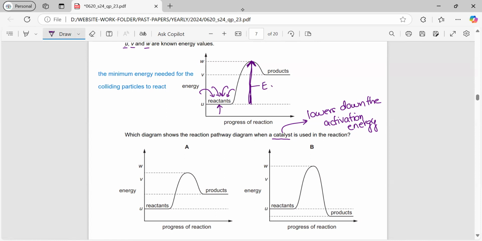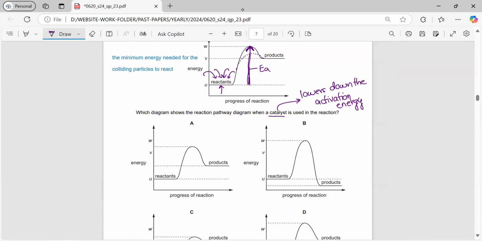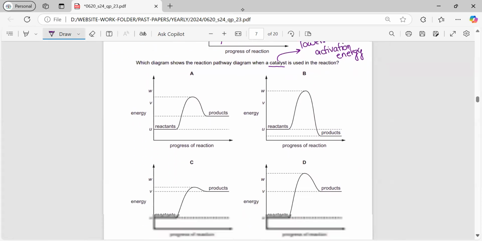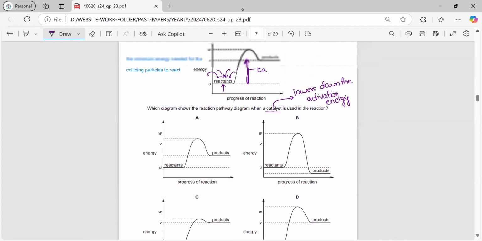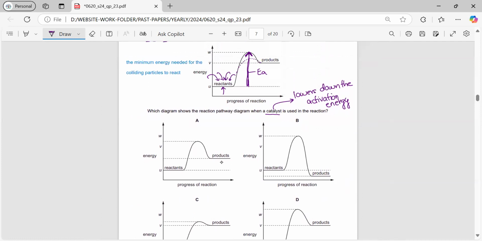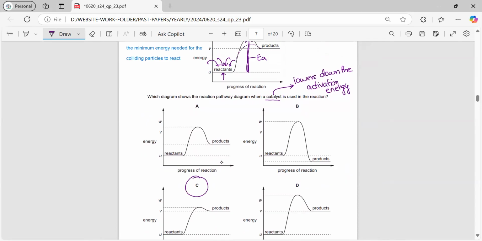So this is the activation energy, and it's already very, very high, you can see. When we add a catalyst, the activation energy gets lowered down. So we will get the alternate way with lowered activation energy. Is A correct? Is B correct? C or D? I'll make it small for easier. The alternate way is C, because here the activation energy is being lowered down by the catalyst. So C is the answer.